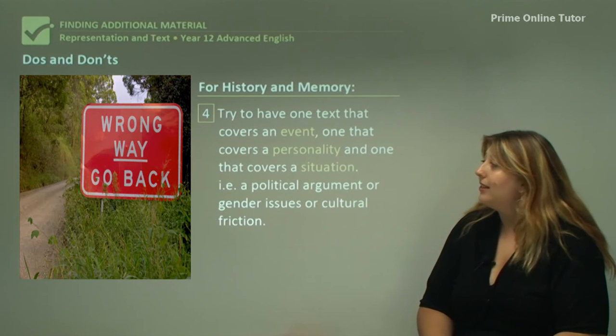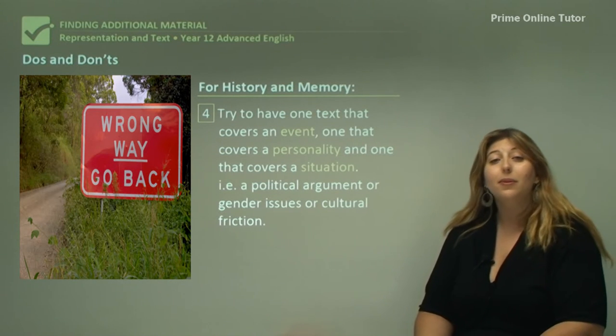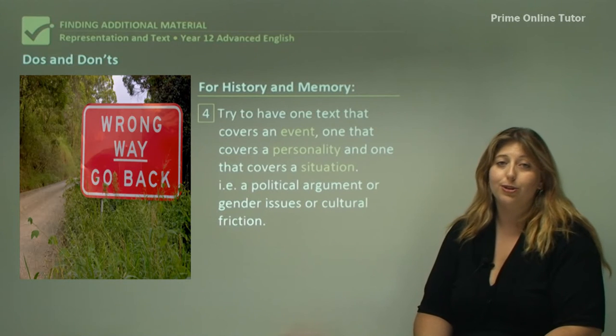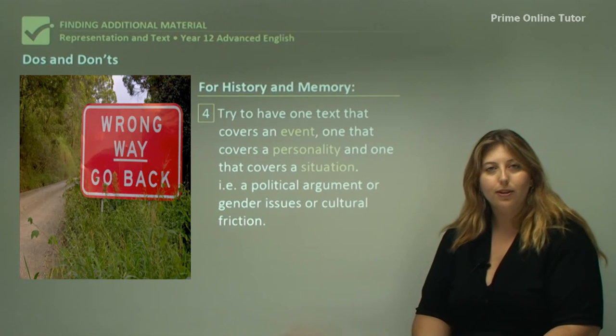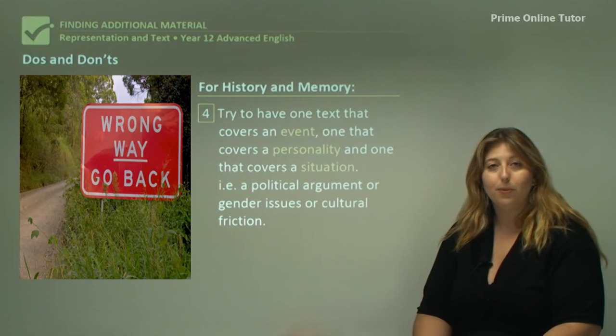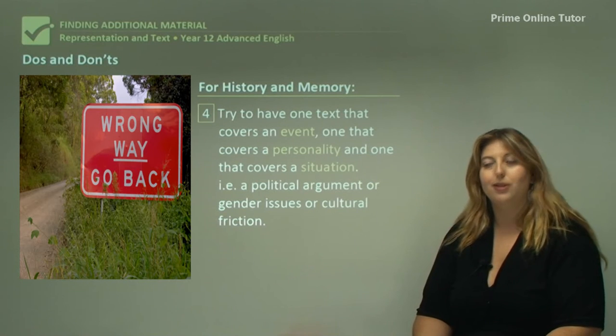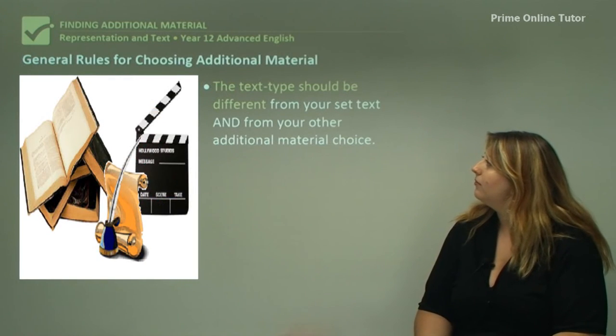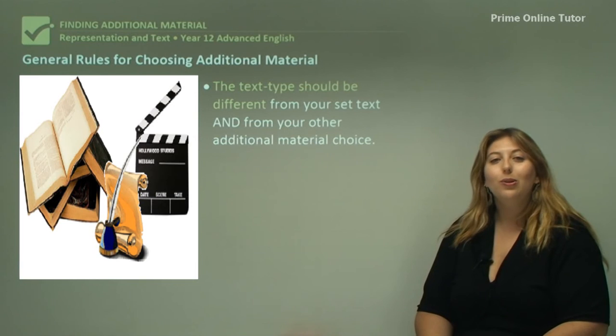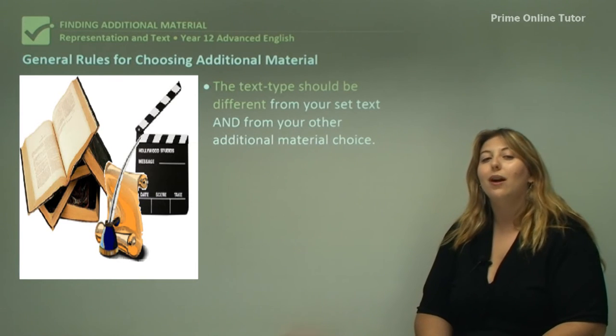Try to have one text again that covers an event, one that covers a personality, and one that covers a situation. So again, you want to keep it versatile, you want to keep your topics spread out, you don't want to be talking about the same thing all the time. So that's to do with your particular electives and the requirements for them.